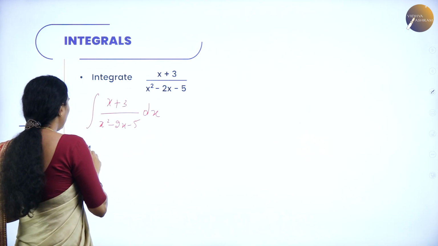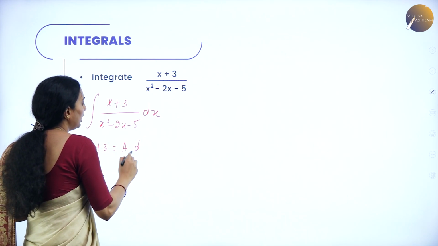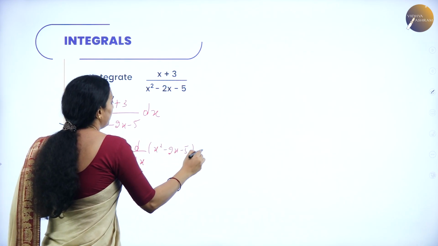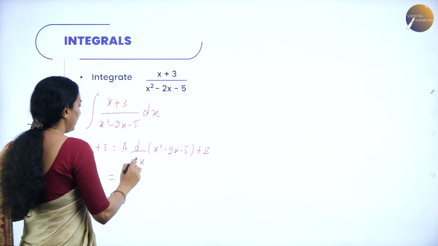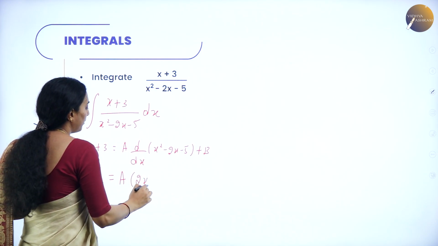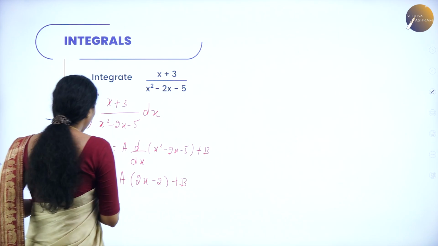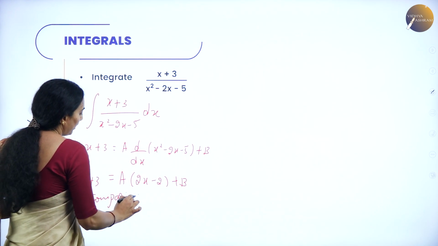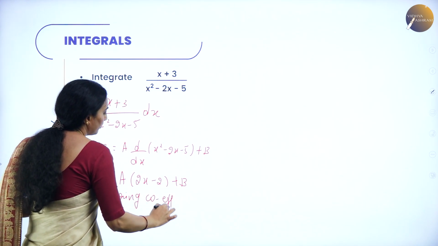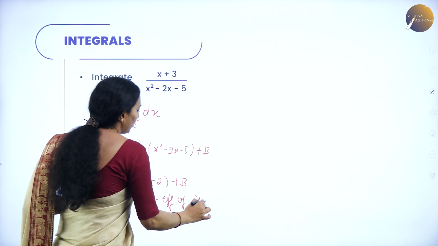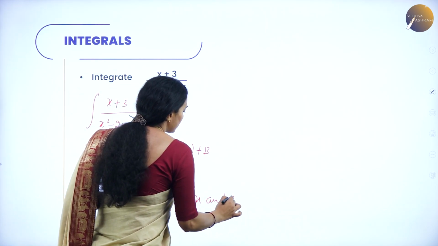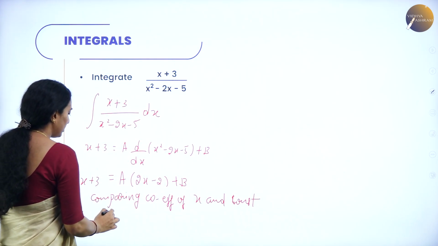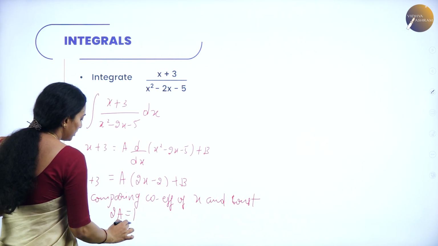Therefore, writing the numerator as a into d by dx of the denominator plus b. Now this will become a into 2x minus 2 plus b. Now comparing the coefficient of x and the constant. First compare the coefficient of x. 2a is there, here 1 is there. So 2a is equal to 1, a is equal to 1 by 2.